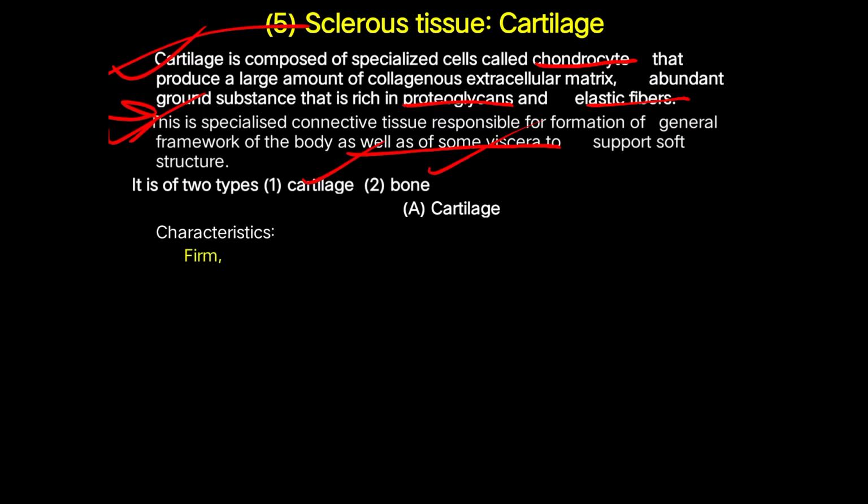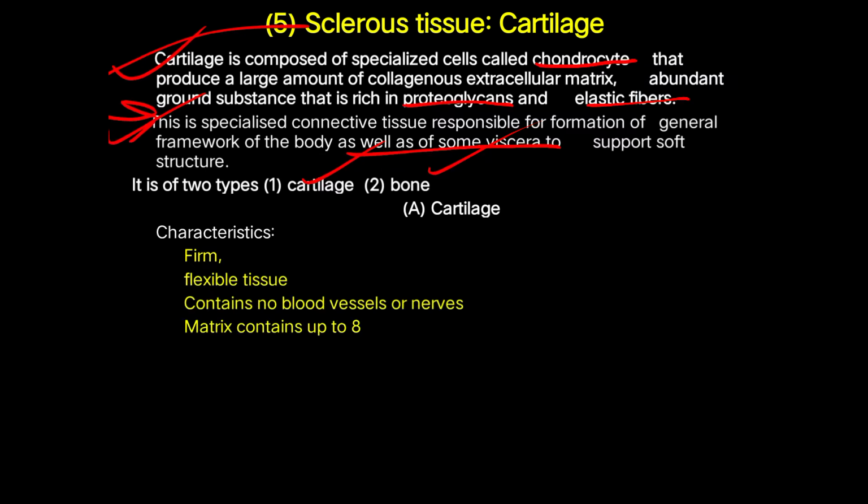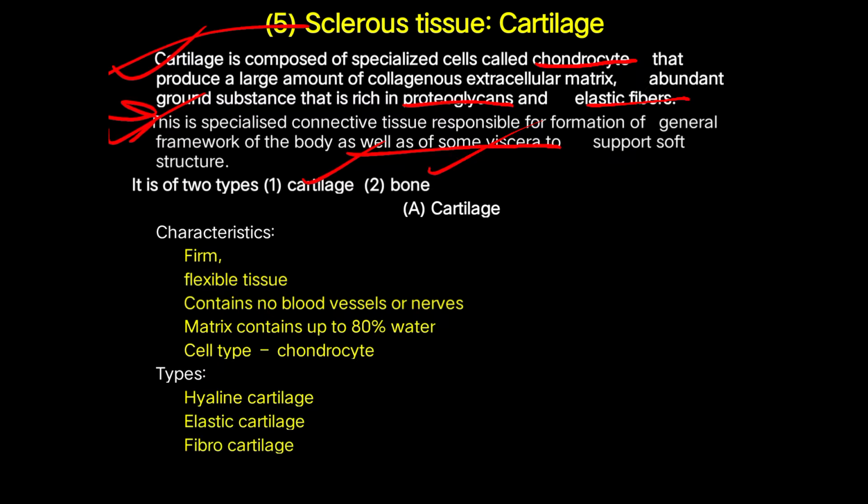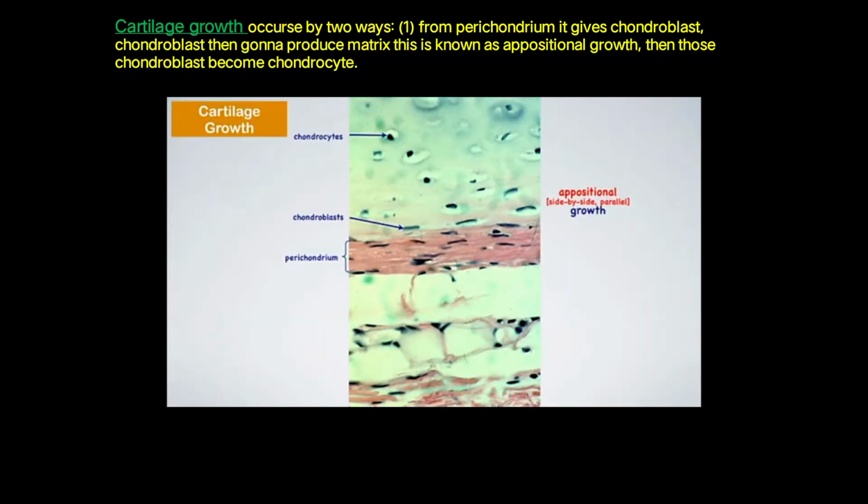Now cartilage characteristics: it is a firm, flexible tissue, it contains no blood vessels and nerves, the matrix is made up of 80% water, and the cells are the chondrocytes. What are the types of cartilage? Hyaline cartilage, elastic cartilage and fibrocartilage. Now the three types of cartilage. Prior to discussing in detail the three types of cartilage, we should know how it grows. Cartilage growth occurs in two ways.